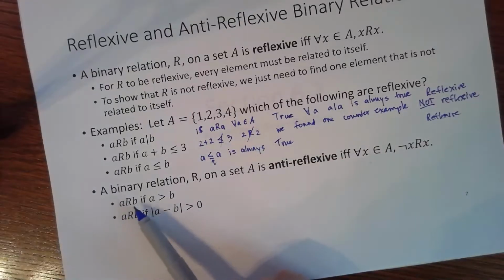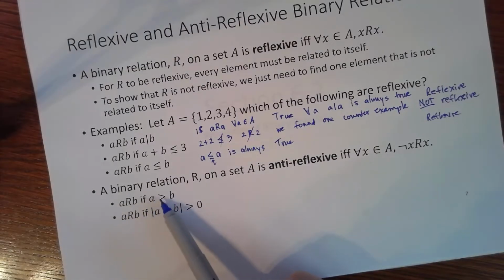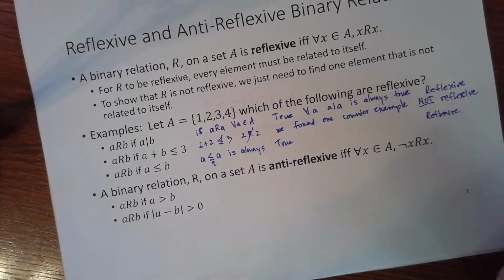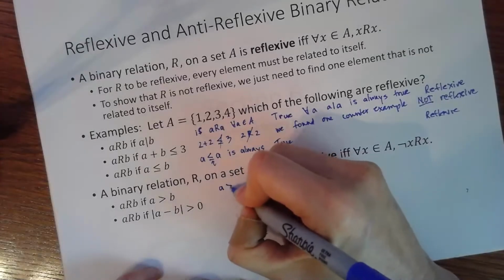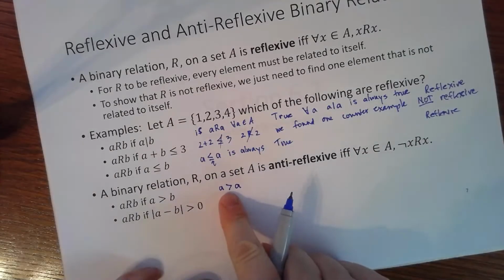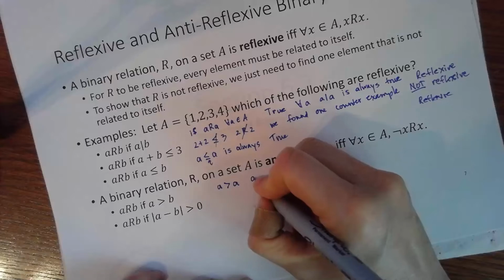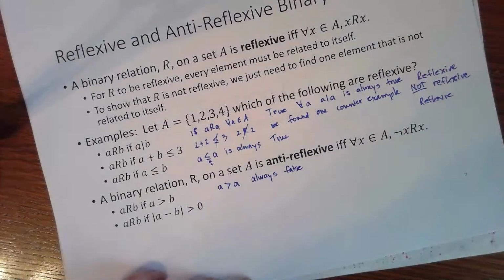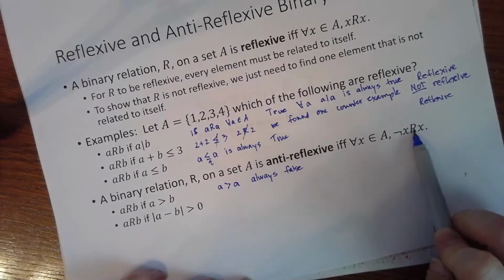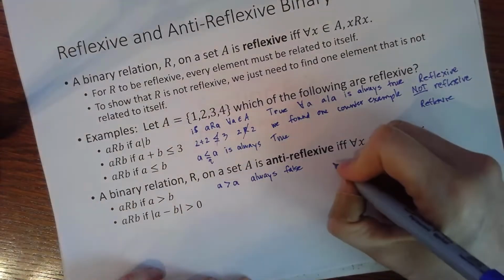So let's check this one. A is related to B if A is greater than B. So let's see, could we ever find even a single x where A could be related to itself? Well, if I look at A greater than A, this is always false. There's no time, no matter what A we pick, where A could ever be greater than itself. Okay, this is always false, and so for every x, it's false. So this one is anti-reflexive.